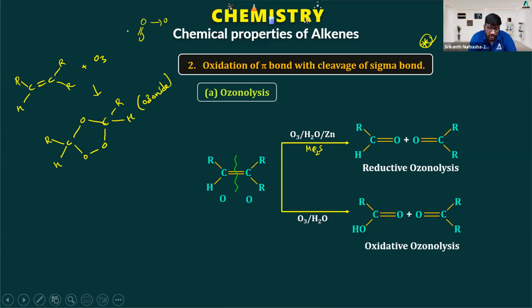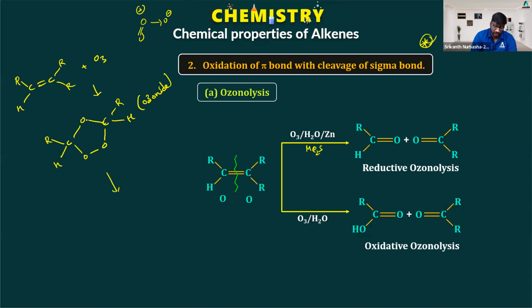With respect to this shape, ozone is going to be added to this pi electron density in such a way that ozonide is formed. This ozonide is unstable. It will undergo cleavage in such a way that it forms the respective carbonyl compounds. Let us do the reaction in the presence of H2O and zinc as well.